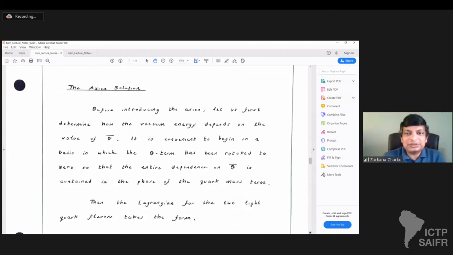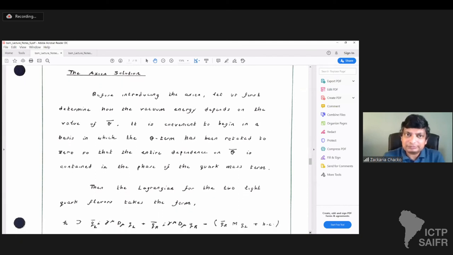Okay, so let's talk about the axion. Before introducing the axion, let's first determine how the vacuum energy depends on the value of theta bar. I told you the vacuum energy depends on theta bar. Let's see exactly what the dependence is.